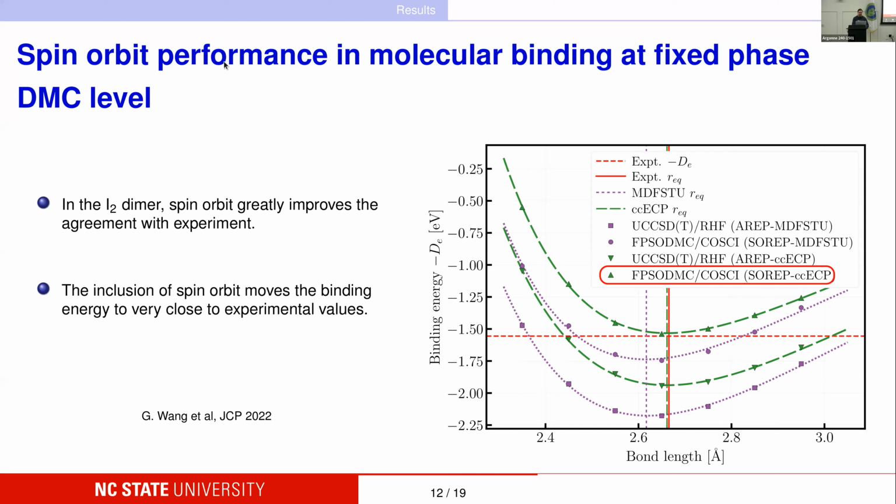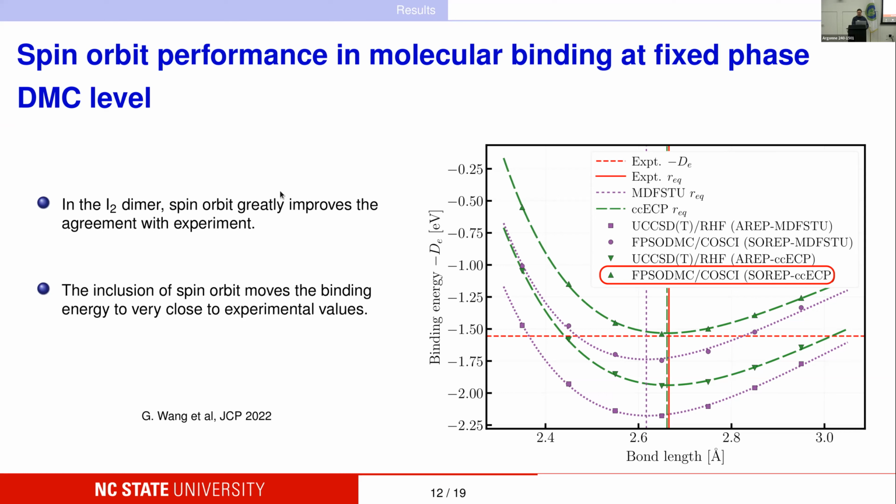I saw this figure earlier, and I think it was Paul's talk. This is the spin orbit. This is how spin orbit corrected the iodine dimer. So there are quite a few things going on in this figure, and I'll try and explain what they are. Anything shown in purple is the Stuttgart pseudopotential. Anything shown in green is our pseudopotential. Depending on if it's a circle or a square or an upside down triangle or a right side up triangle, it is going to be spin orbit or AREP.